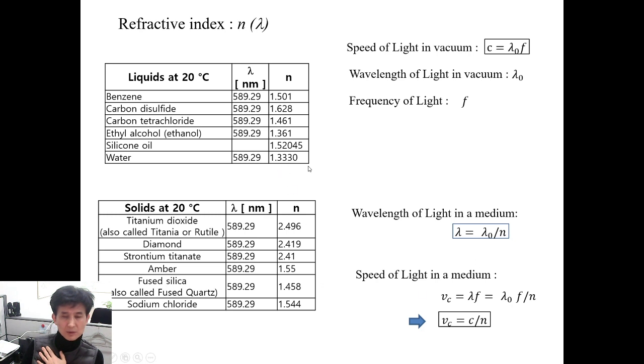For example, in water, the wavelength of a specific frequency is reduced to lambda 0 over 1.3. So the speed of light is reduced by the refractive index n, and the wavelength is reduced by the refractive index n as well. So those are the two things you need to remember.